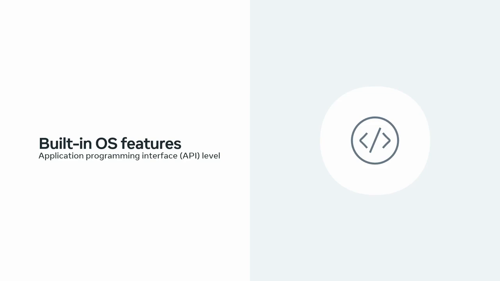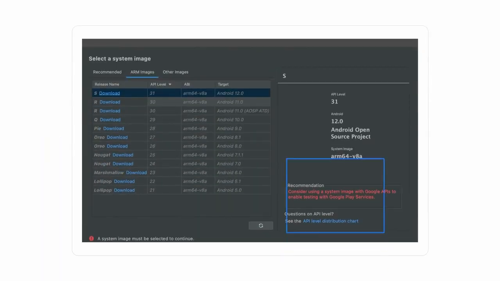As a developer, through the OS images, you can enjoy the built-in features of an operating system using the application programming interface, or API level. This is a whole value, like API level 30, that uniquely identifies new features that have been released for a particular OS. As the number increases, more functionalities are added.